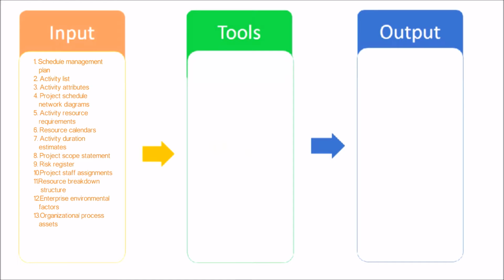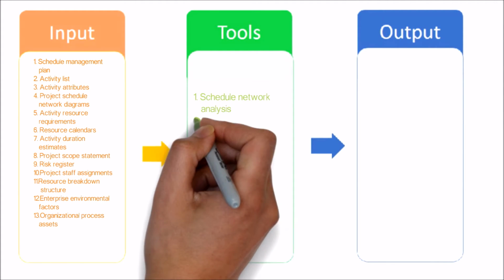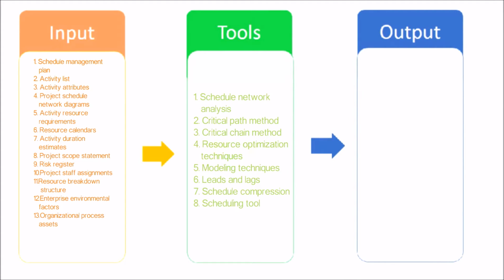Enterprise environmental factors. Organizational process assets. The organizational process assets that can influence the Develop Schedule process include, but are not limited to, scheduling methodology and project calendar. Next, let's have a look at tools and techniques used in this process. Schedule network analysis. Schedule network analysis is a technique that generates the project schedule model. Critical path method. The critical path method, which is a method used to estimate the minimum project duration and determine the amount of scheduling flexibility on the logical network paths within the schedule model.